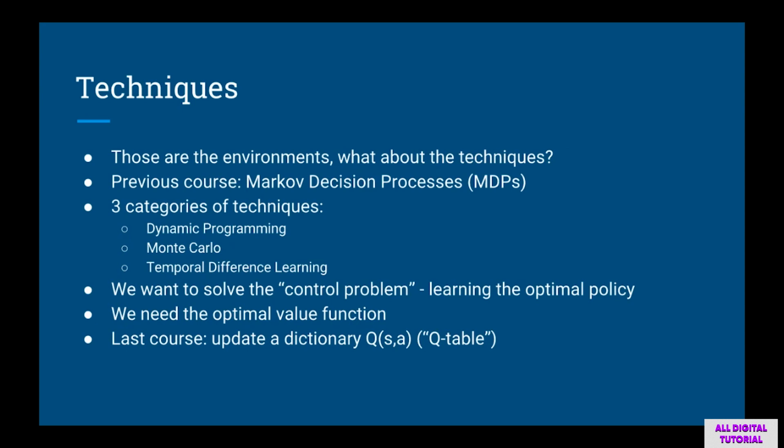We learned that what we want to do eventually is solve what's called the control problem. That means learning the optimal policy so that whenever we're in a state, we take the best action based on that state. We learned that in order to find the optimal policy, one of the main ingredients is the optimal value function. We saw that by keeping a dictionary that maps states and actions to values, called a Q table, we can eventually find the optimal policy by iteratively updating it based on experience.